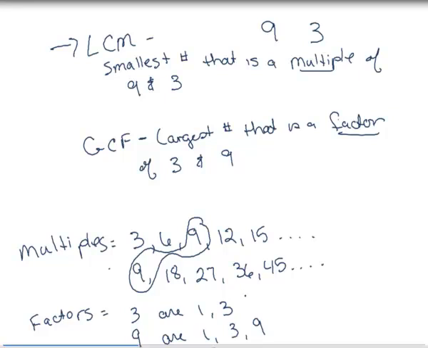So the greatest common factor is the largest number that's in both of those lists. So the greatest common factor is 3. The greatest common factor is a number that goes into 3 and 9. So I don't know. Did that help?